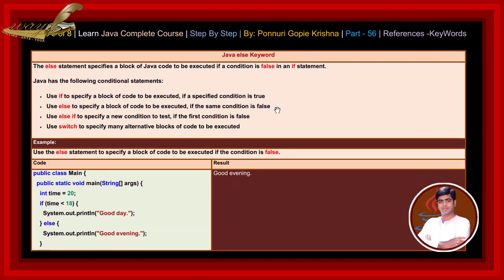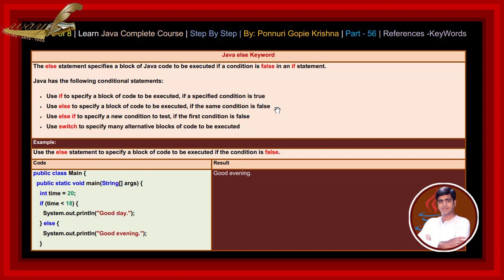Java else keyword. The else statement specifies a block of Java code to be executed if a condition is false in an if statement. Java has the following condition statements. Use if to specify a block of code to be executed if a specified condition is true. Use else to specify a block of code to be executed if the same condition is false.